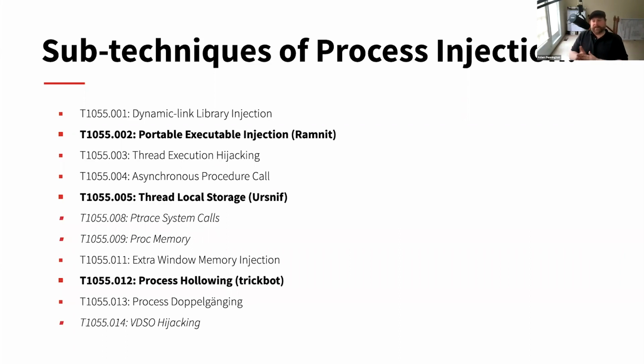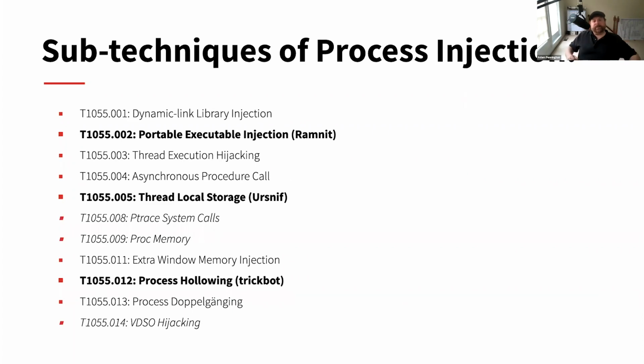And so something like process injection, which is a fairly broad technique, has been broken out into 11 different sub-techniques, which are more specific techniques or ways of actually doing process injection. We're going to talk about a couple specific sub-techniques today.